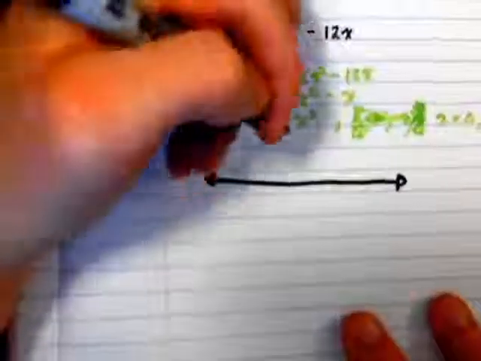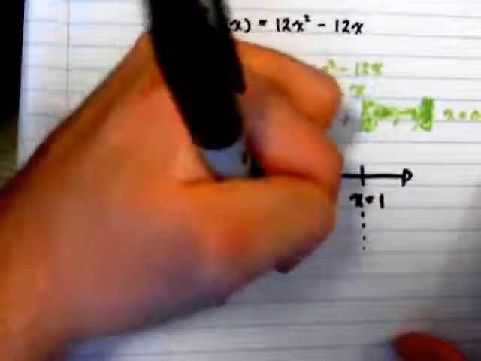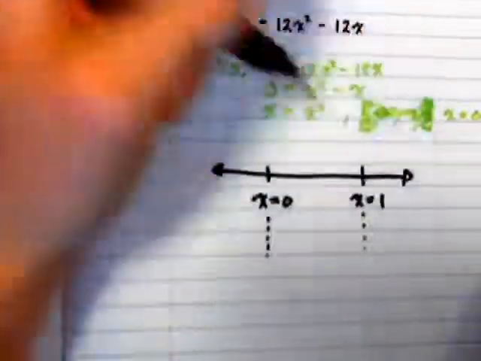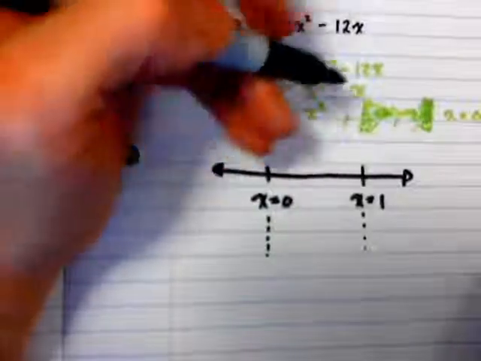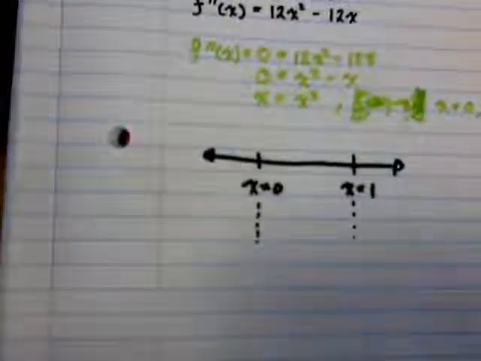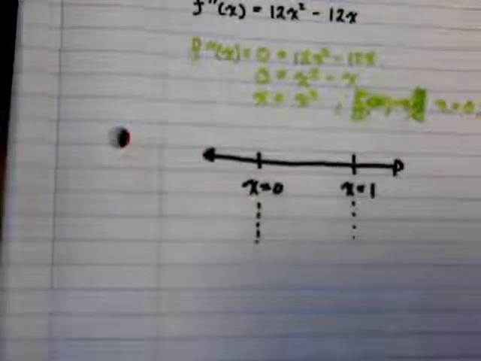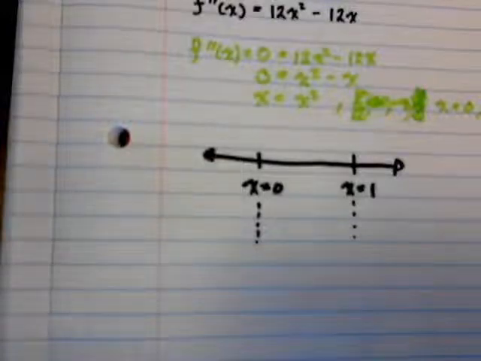So you can say at this point x equals 1, at this point x equals 0, and then you want to try and find out what is happening to this second derivative in between 0 and 1 and on either side of that. So all you would do is you would plug in some numbers.